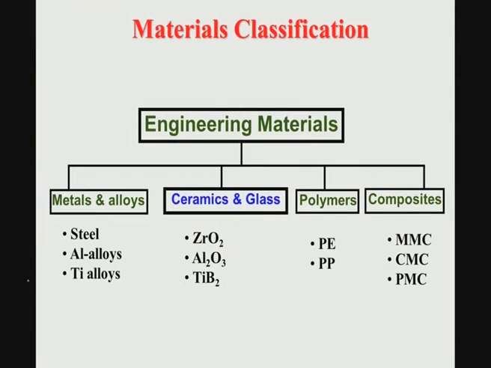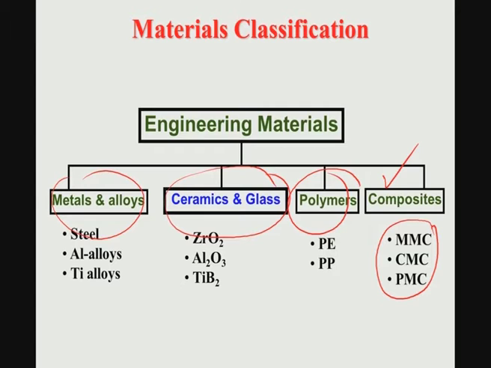Now, just to remind you that engineering materials, if you look at this particular slide, can be classified into three broad categories: metals and alloys, then ceramics and glass, and polymers, and one derived class which is essentially a mixture of either metals and ceramics or ceramics or polymers and metals. So, these are called composites. Composite is not a primary material class, however, it is a derived material class, and three classes of composites are MMC, which stands for metal matrix composites, CMC, which stands for ceramic matrix composites, and PMC, which stands for polymer matrix composites.